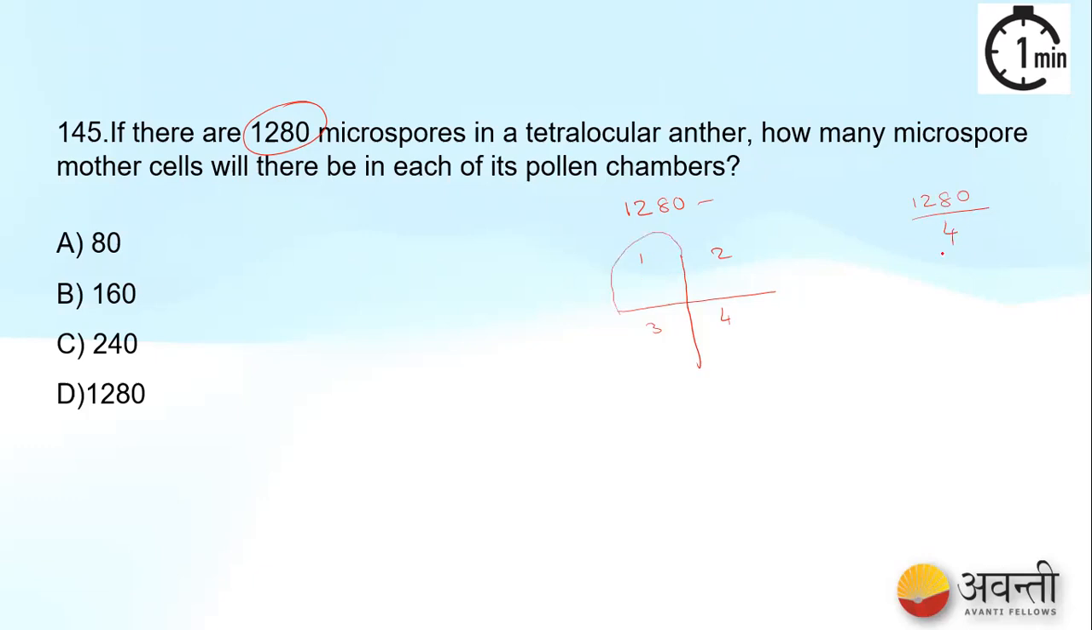Okay, so it's divided by 4. So now 4 3s are 12 and 320. Correct. So each of them should have around 320 pollen grains.